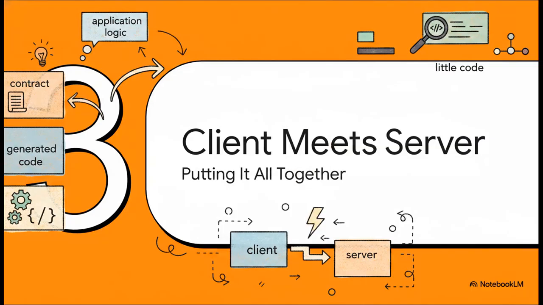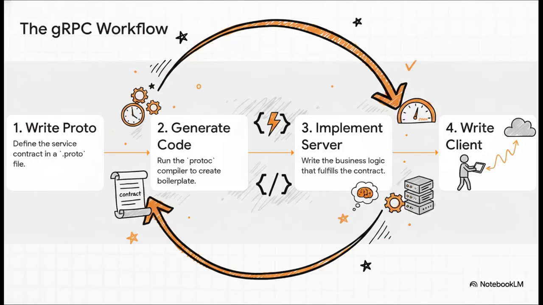Okay, we've got our contract and we've got our generated code. Now it's time to write our actual application logic. And you are going to be shocked at how little code it takes to actually connect the client and the server. So the whole thing boils down to this simple 4-step workflow. First, you write the proto contract. Second, you generate the code. Third, you implement the actual business logic on the server. And fourth, you write the client to call it. This cycle is fast, it's repeatable, and it is so much less error-prone than the old way.